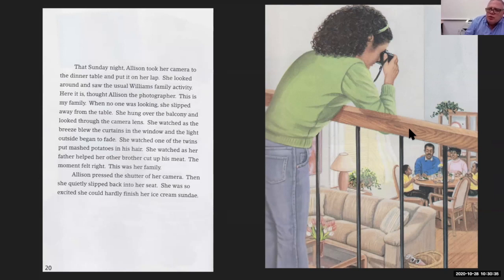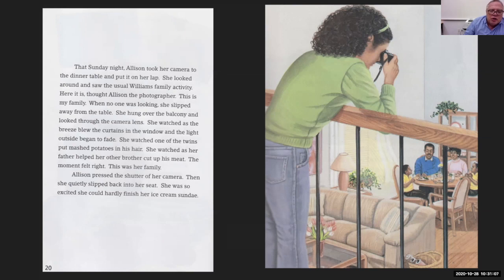Oftentimes when we come to text, they will give us pictures, graphics that give us clues. Use them. She watched as the breeze blew the curtains in the window and the light outside began to fade. She watched one of the twins put mashed potatoes in his hair. She watched as her father helped her other brother cut up his meat. The moment felt right. This was her family.